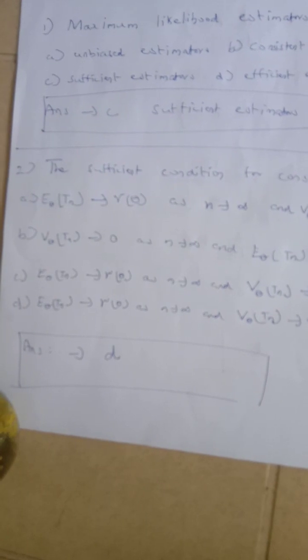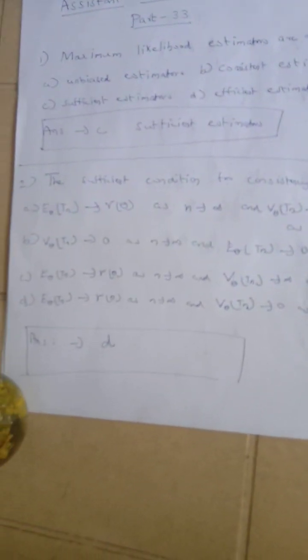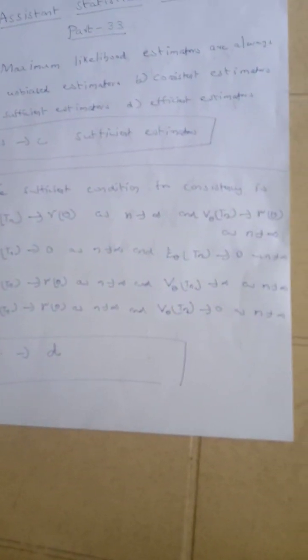The sufficient condition for consistency, four options are given. Here our correct answer is option D: expectation of Tn tends to gamma of theta as n tends to infinity and variance of Tn tends to 0 as n tends to infinity. Let us move to the next question.